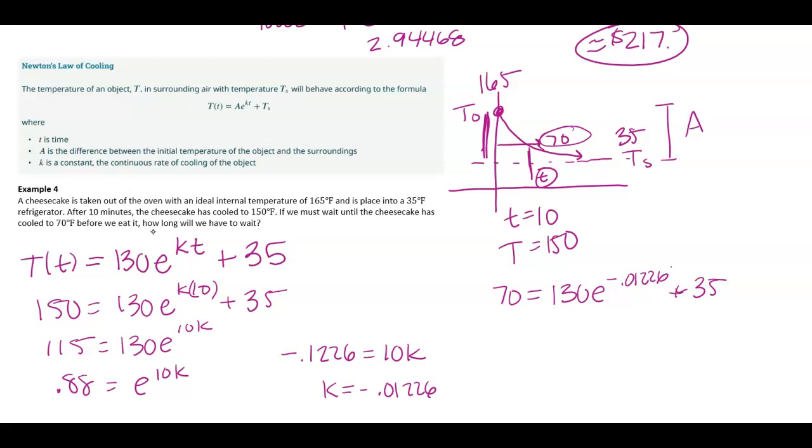Okay, what the time would then be in order to find this. I'm going to solve this in a very similar way. 35 equals 130 e to the negative kt. And then I'm going to divide that by 130, take the natural log, and divide.